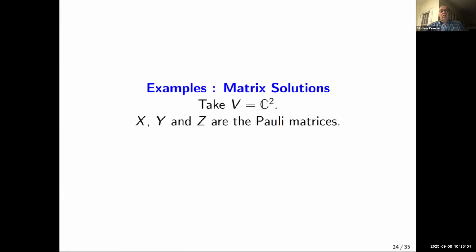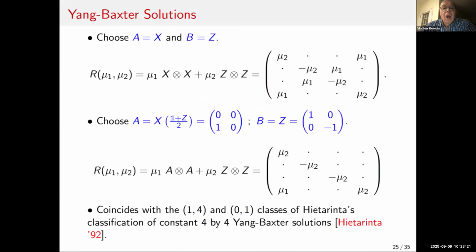Let's consider, I mean, a general algebra. Let's consider some specific representation, a matrix solution for the low-dimensional space. Let's take V, the local space, to be C2, and X, Y, Z will denote Pauli matrices. So, from our point of view, two A's and two B's, right? So let's take sigma x plus sigma z with some coefficients. That's a solution of the Yang-Baxter equation.